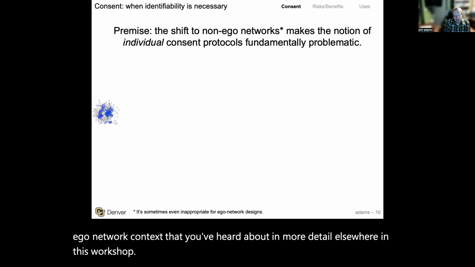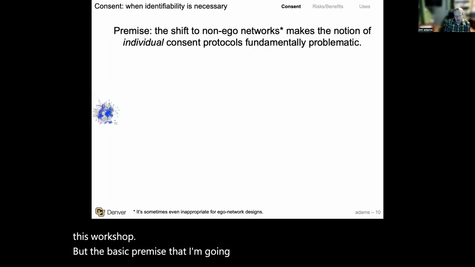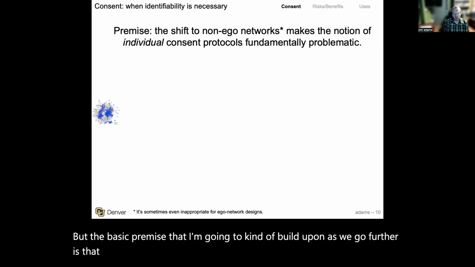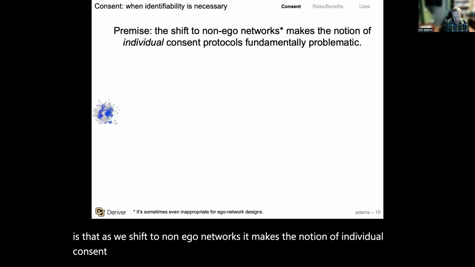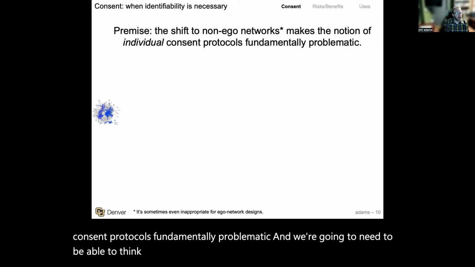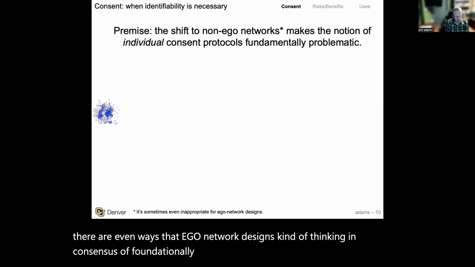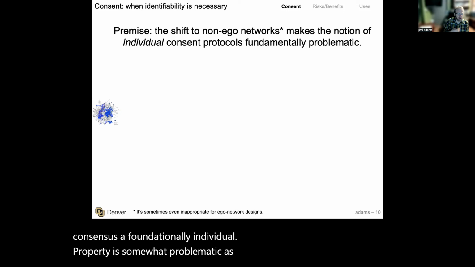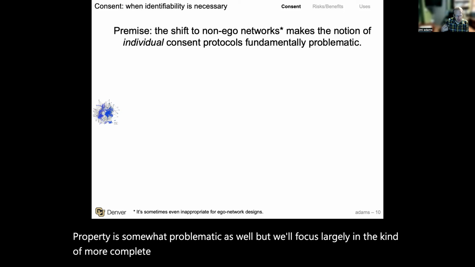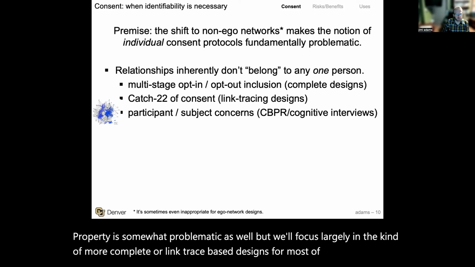But the basic premise that I'm going to build upon as we go further is that as we shift to non-ego networks, it makes the notion of individual consent protocols fundamentally problematic, and we're going to need to think about these in somehow different ways. I will note that there are even ways that ego network designs thinking of consent as a foundationally individual property is somewhat problematic as well, but we'll focus largely on the more complete or linked trace-based designs for most of this discussion.